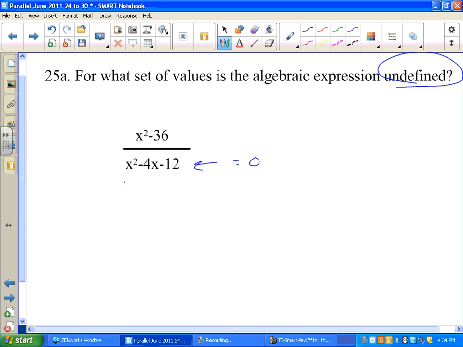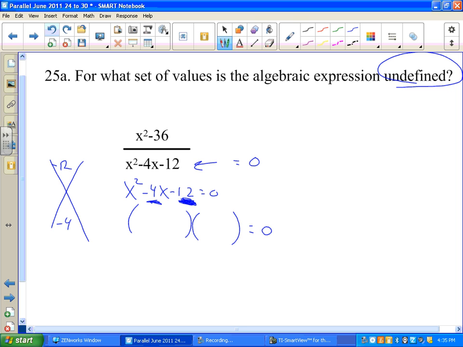Here, x squared minus 4x minus 12 equals 0. I see the exponent is 2, so I want to factor it, set it into a multiplication problem. What two numbers multiply to be negative 12 and add up to negative 4? Negative 6 and 2. They multiply to be negative 12, add up to negative 4. If you didn't know that, just write down all the numbers that multiply to be negative 12.